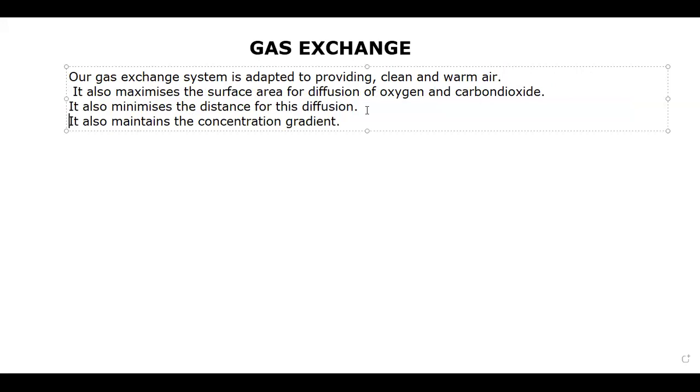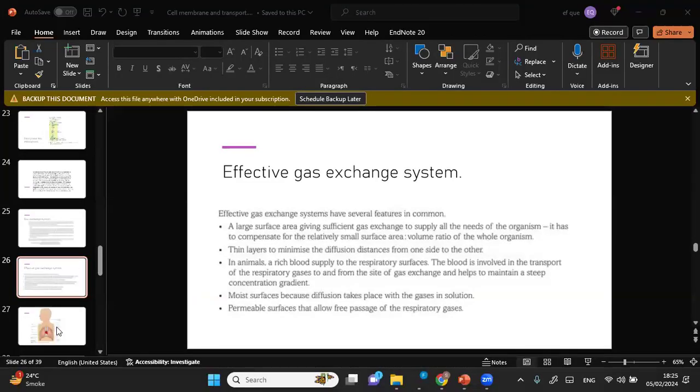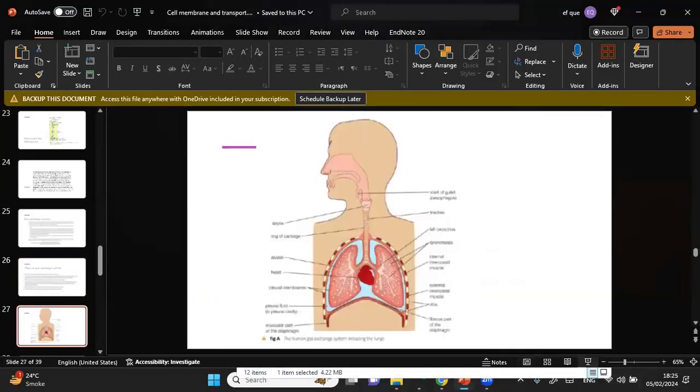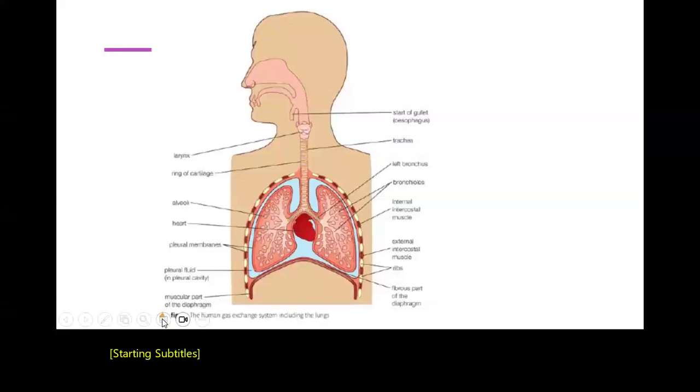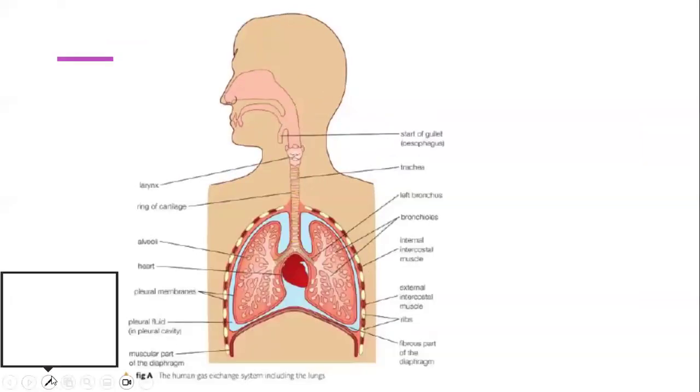Now, before we talk about how exactly our gas exchange system does all of these things, we first need to talk about how our lungs look and how they work. Okay. Now, this is a diagram of the lungs that we have in front of us. So let's go over all of the features one by one.